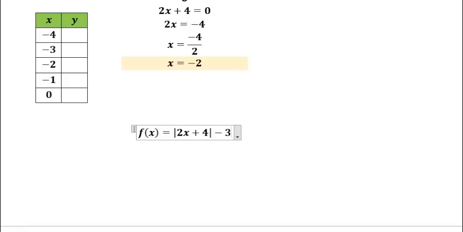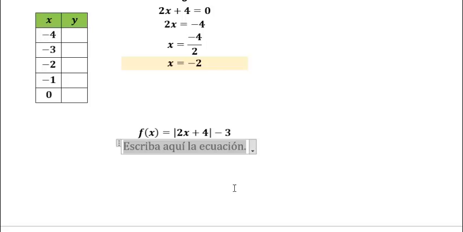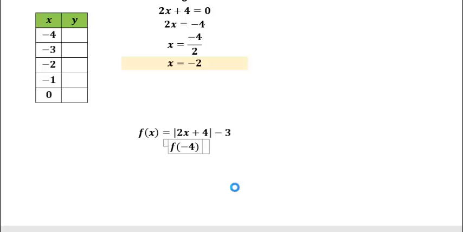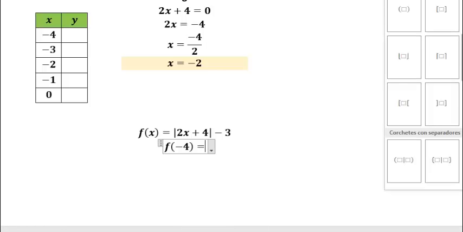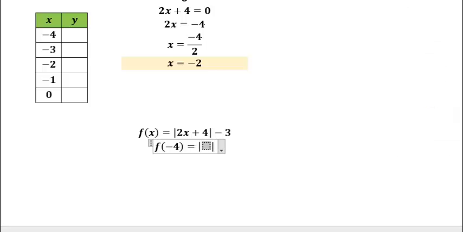What we're gonna do is we're gonna copy, instead of x, the first number that we have in the table of values, which is -4. So I'm gonna put f of -4 equals absolute value of 2 times (-4) plus 4, minus 3 outside.